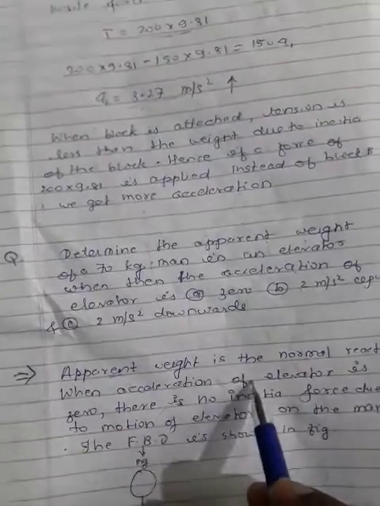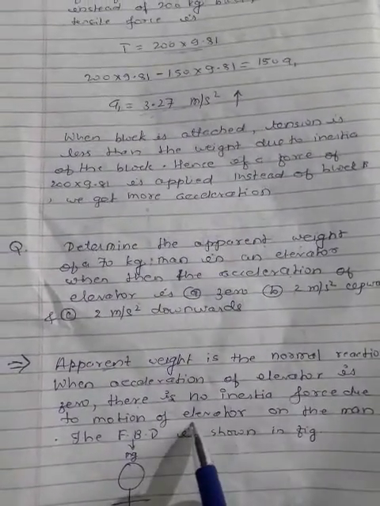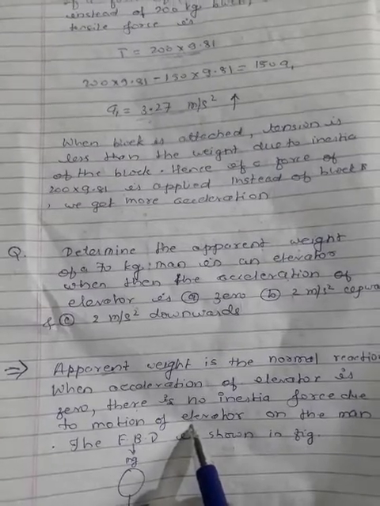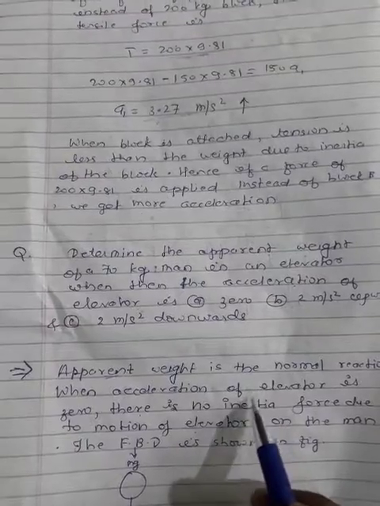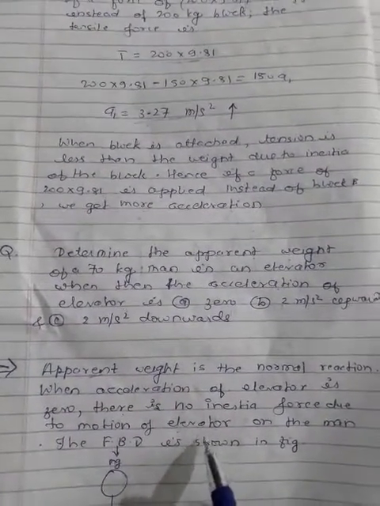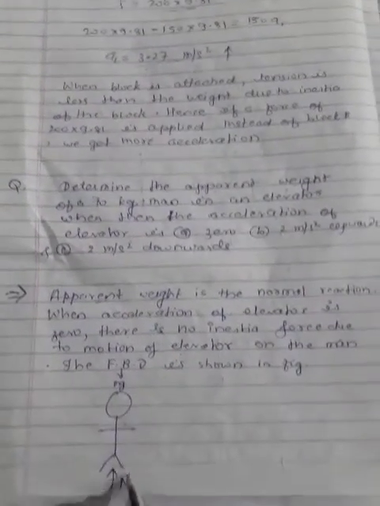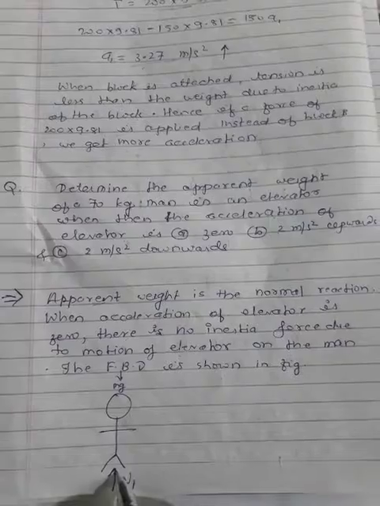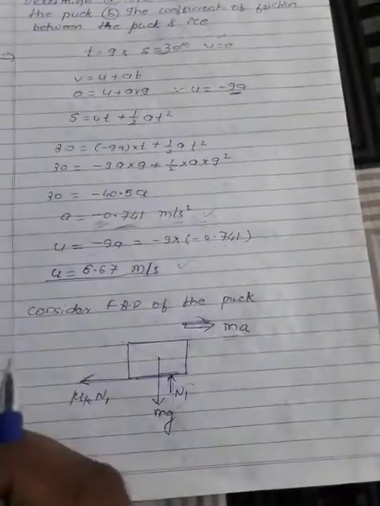So when the acceleration of the elevator is 0, there is no inertia force due to the motion of the elevator on the man. So the free body diagram of the man will become: the elevator will give normal reaction N1 and the weight of the man will act downward. So I will get the apparent weight, that is the normal reaction value.